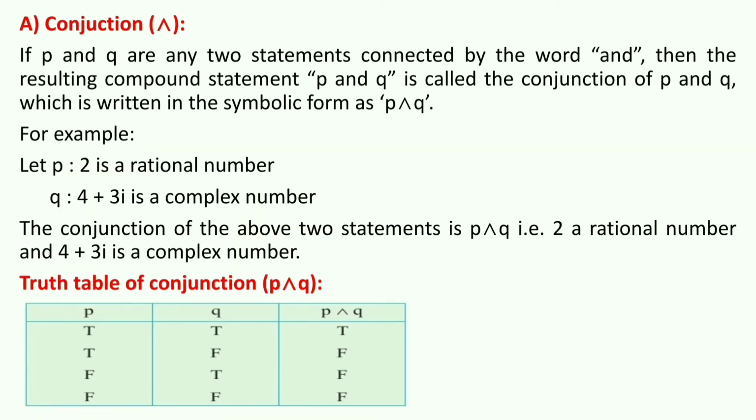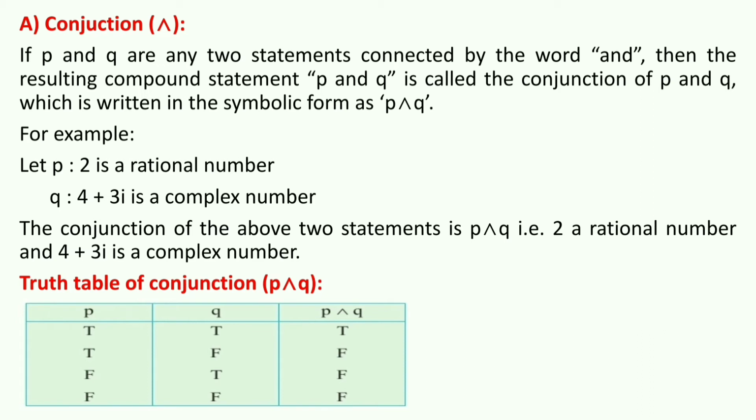First is conjunction. If P and Q are any two statements connected by the word and, then the resulting compound statement P and Q is called the conjunction of P and Q, which is written in the symbolic form as P and Q. For example, let P be 2 is a rational number and Q be 4 plus 3i is a complex number. The conjunction of the above two statements is P and Q, that is, 2 is a rational number and 4 plus 3i is a complex number.